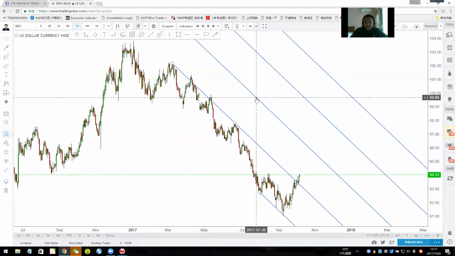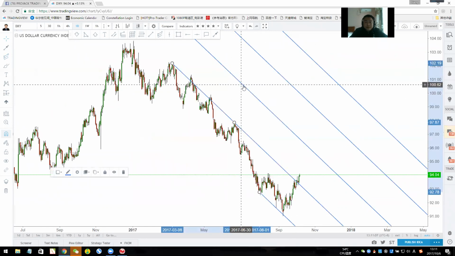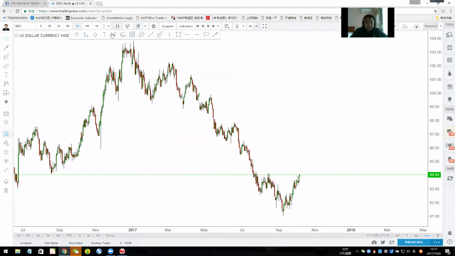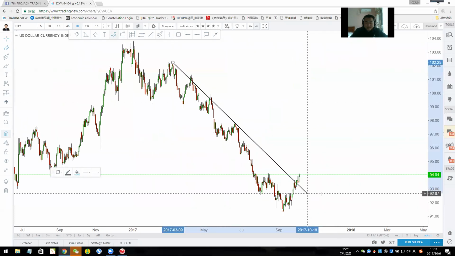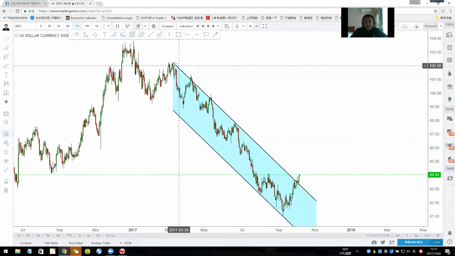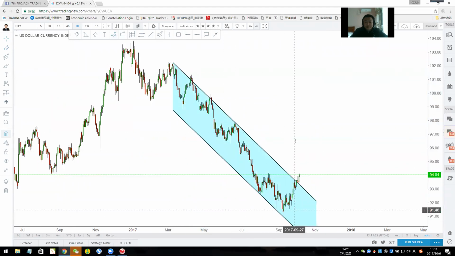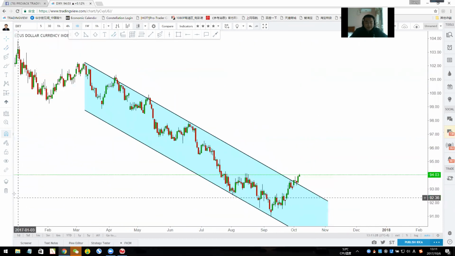So the DXY has very obviously already broken the downtrend channel. Sorry, I shouldn't use this one. Let me use this one. If we connect the high to the low, we can see that this is a downtrend channel, and it has already broken up. So it is likely for the DXY to continue up.